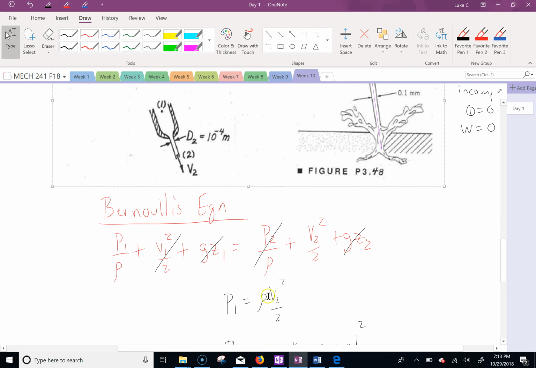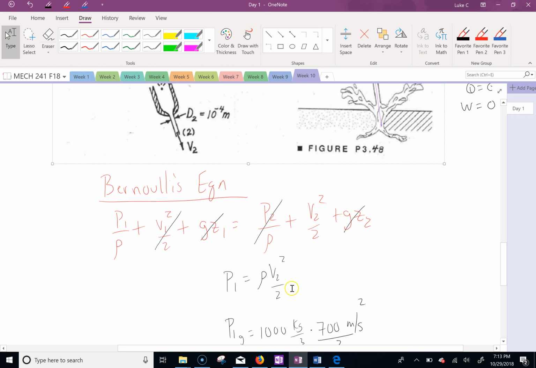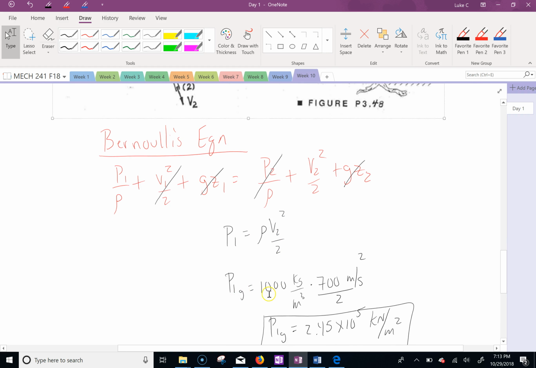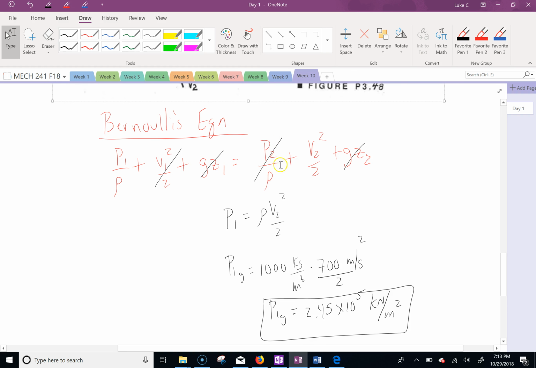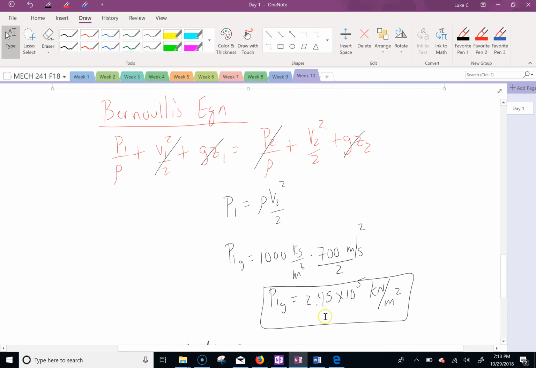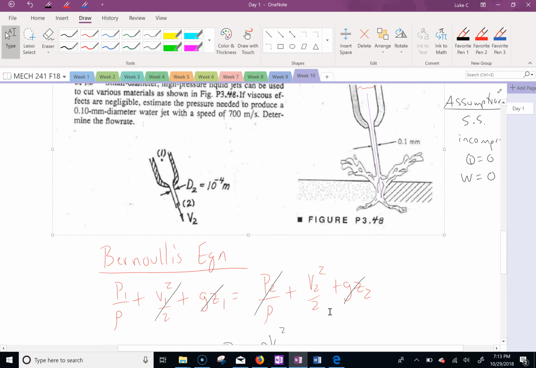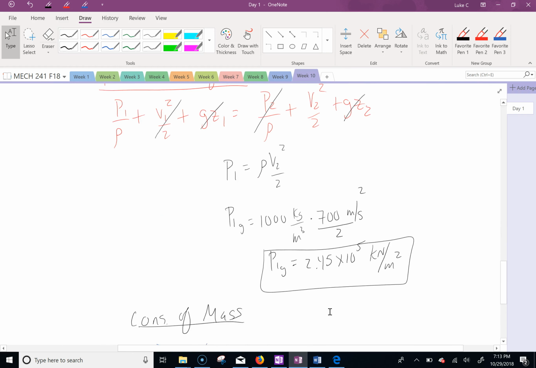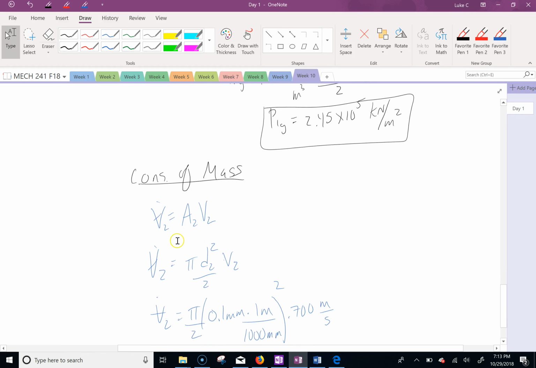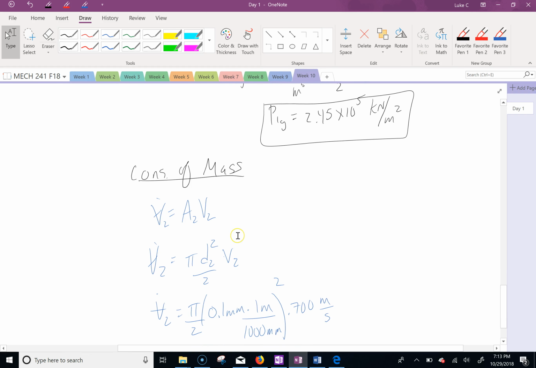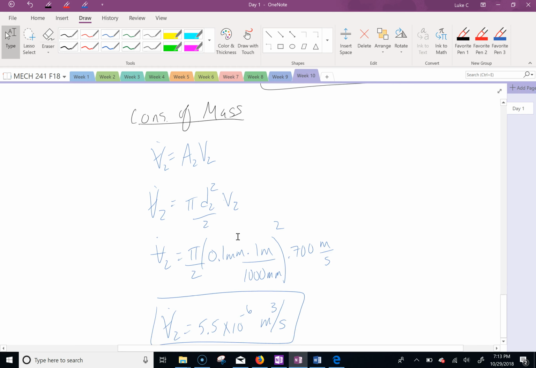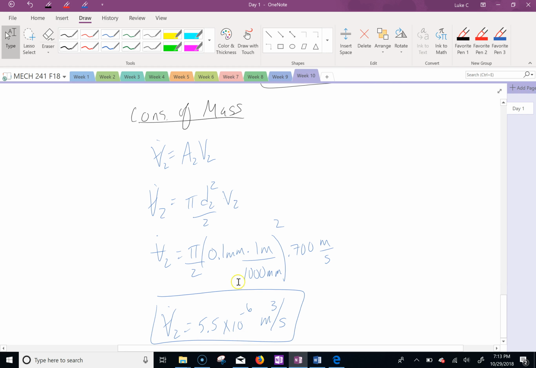And we end up with P1 equals rho V2 squared over 2. I'm just doing gauge now because I did P2 as gauge. So I plug in the numbers and I get 2.45 times 10 to the 5th kilonewtons per meter squared. That's a lot of pressure to shoot that out at 700 meters per second. Now to find the flow rate, just use conservation of mass. V dot equals A2 V2, and we plug our values in and we get 5.5 times 10 to the minus 6 meters cubed per second.